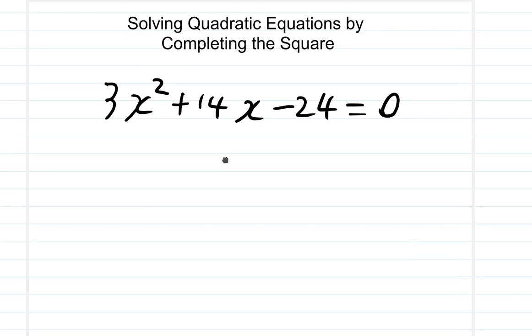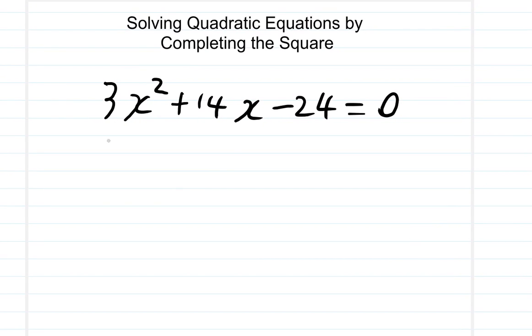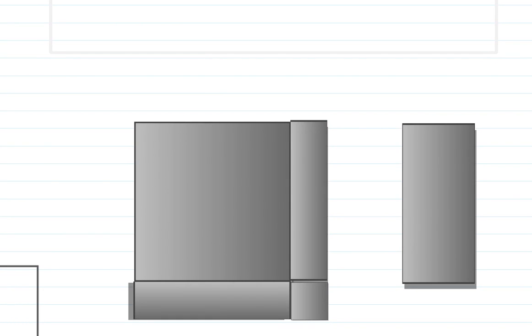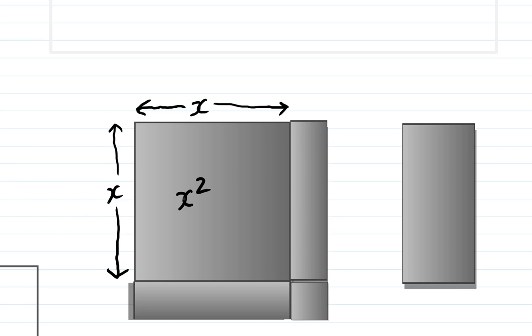We have 3x squared. We're going to want to have x squared alone, 1x squared. The reason is because this big square, the width of it is x, the height of it is x, so the area of it is x squared. Okay, so that's what we're working with.